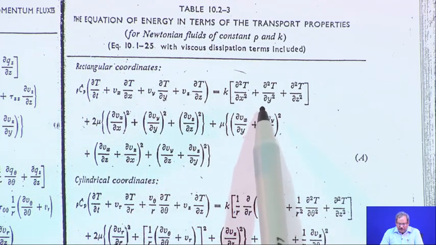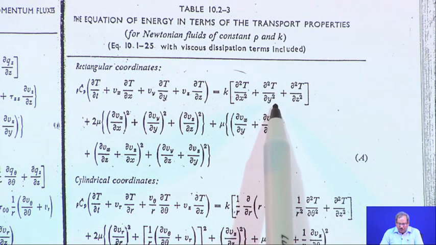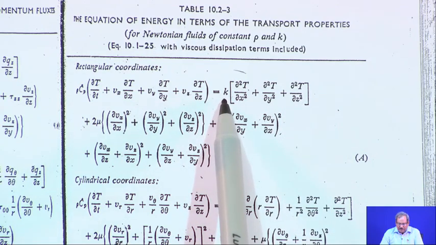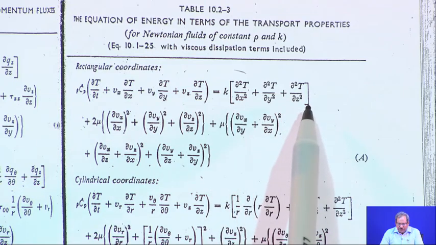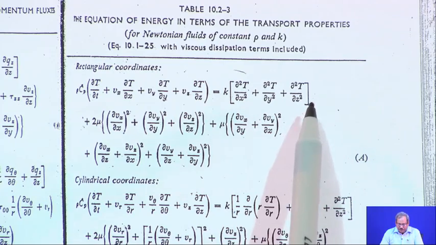When you come to the right hand side, you have k del 2T del x square, del 2T del y square and del 2T del z square. This term contains k, the thermal conductivity, and I have shown you that these 3 terms refer to conductive heat, the heat transfer due to conduction only.